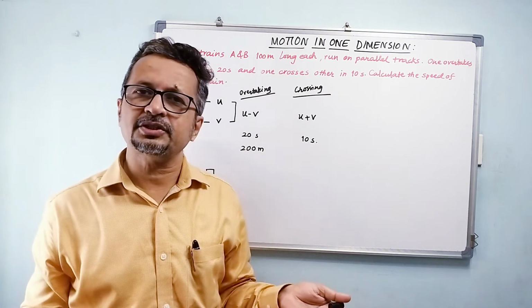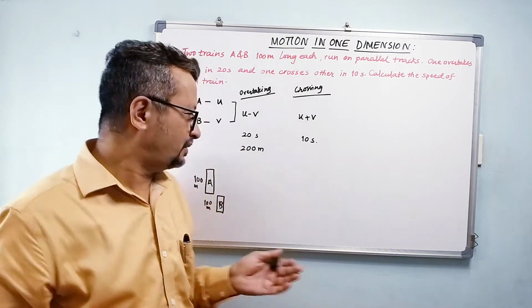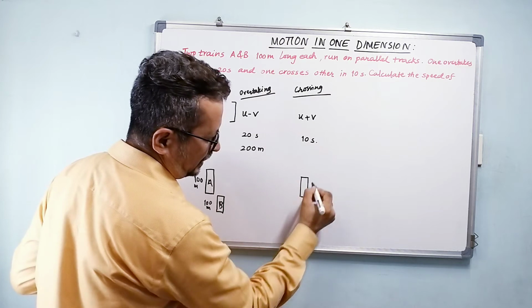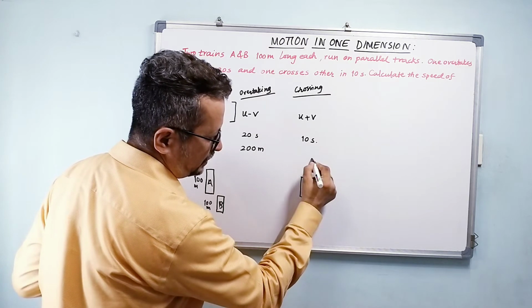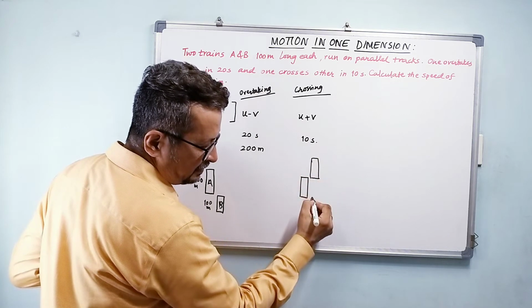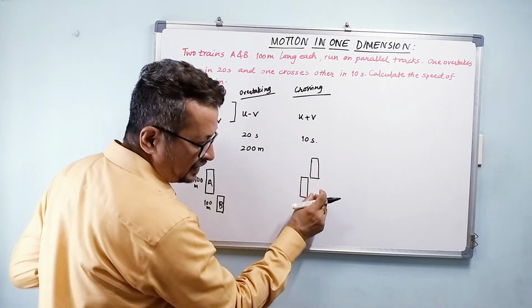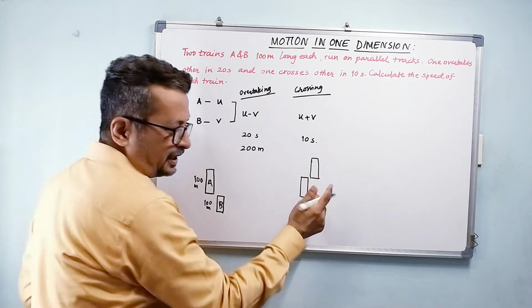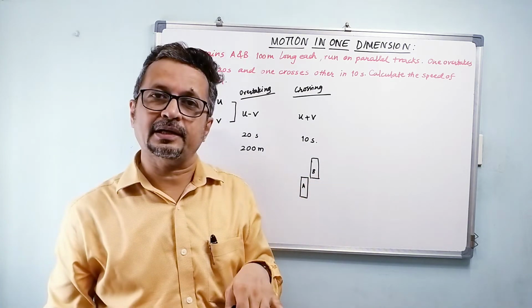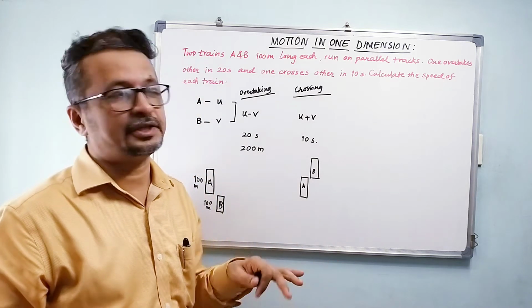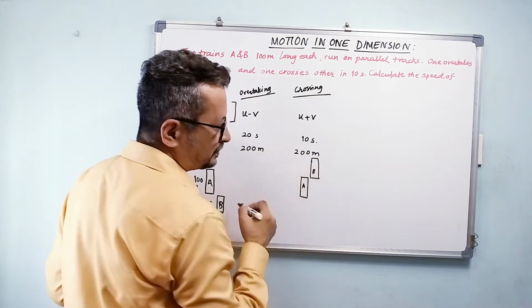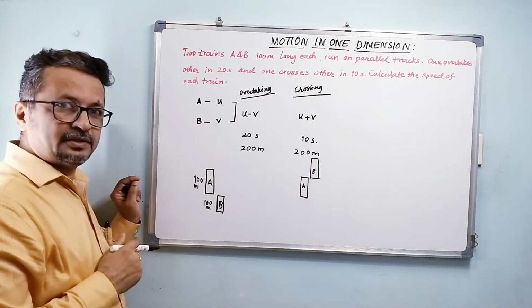What about crossing each other? Again the same. My train A is here and train B comes from here. So when it covers 100 meters, it is completely alongside train A here. And then for crossing completely, it has to do 100 meters more. So again 200 meters is the distance covered, isn't it?